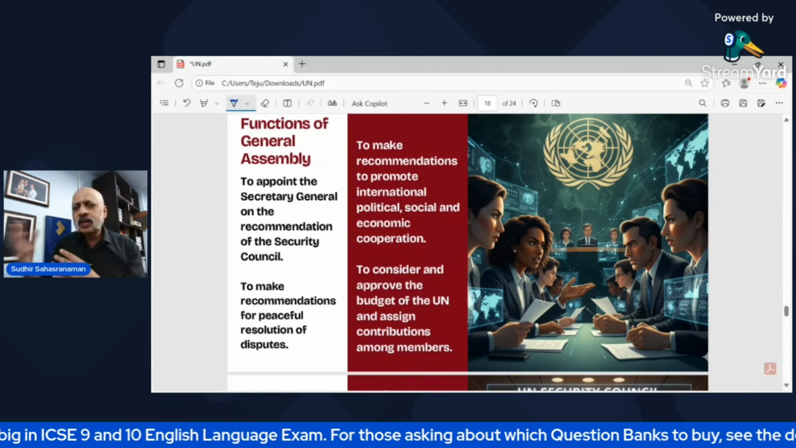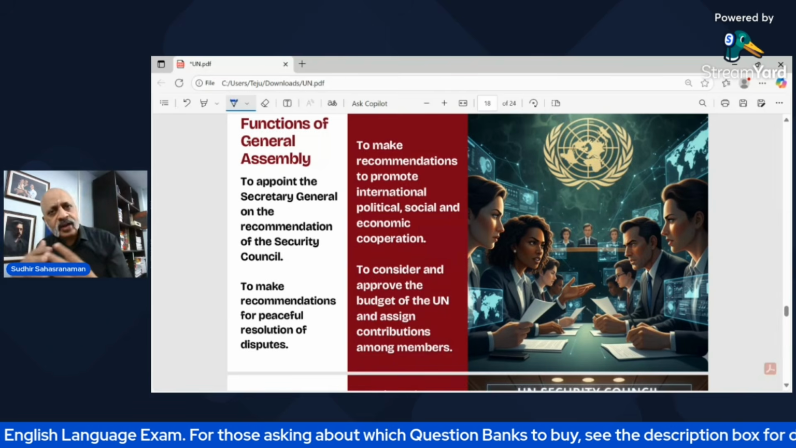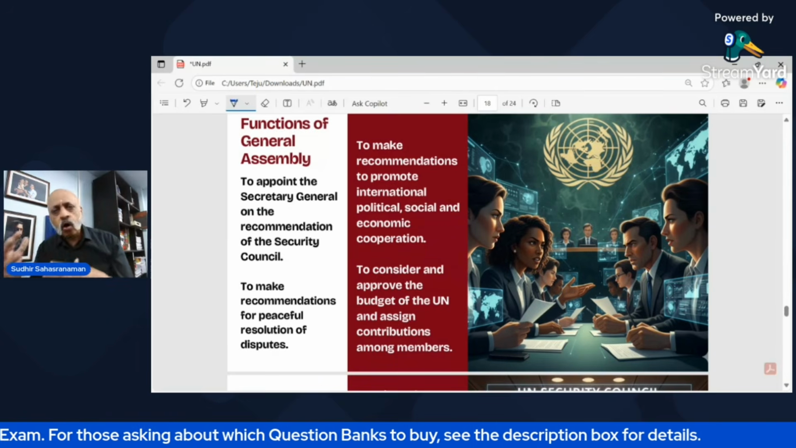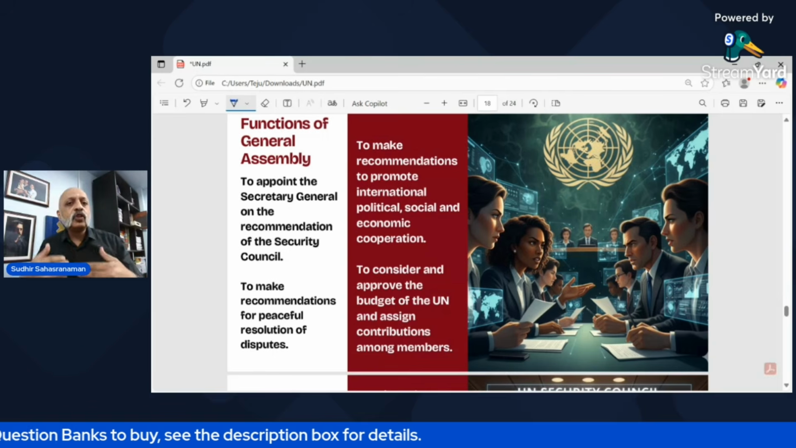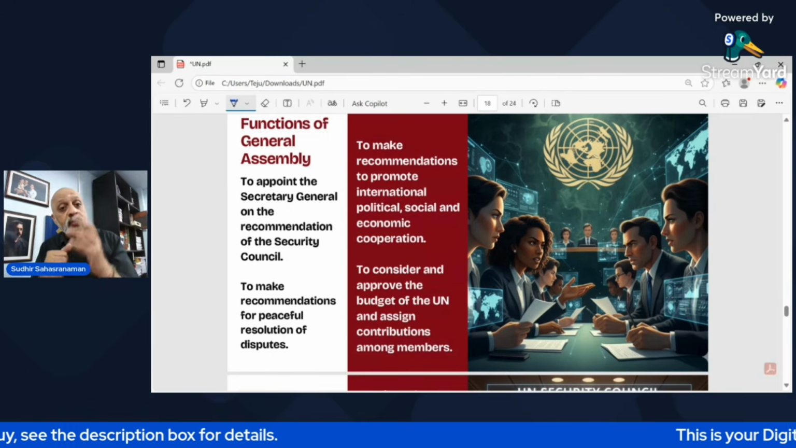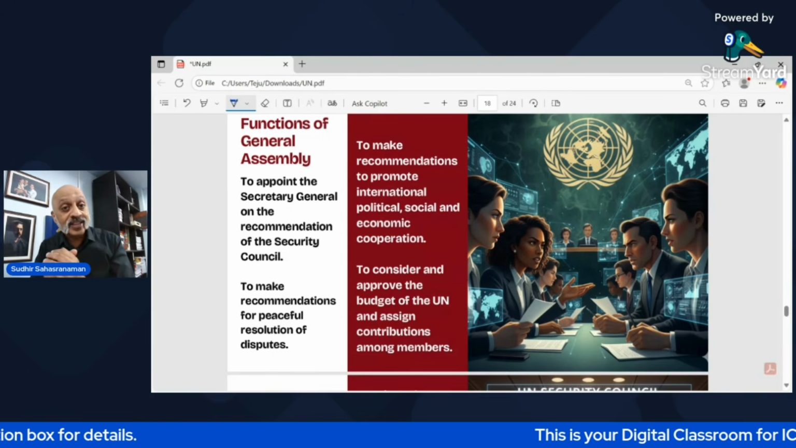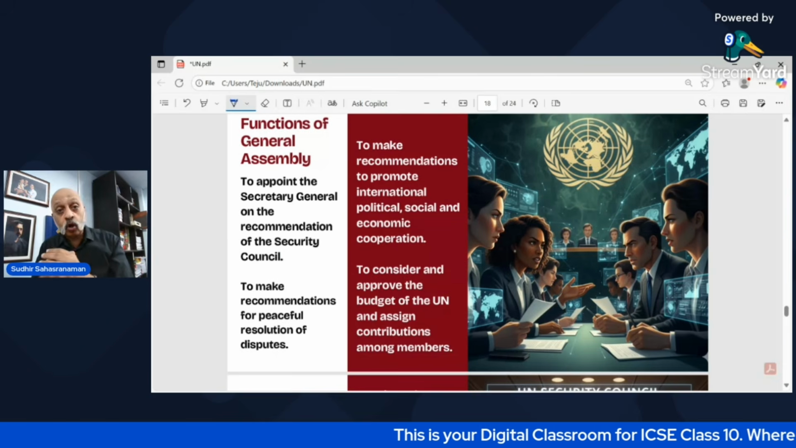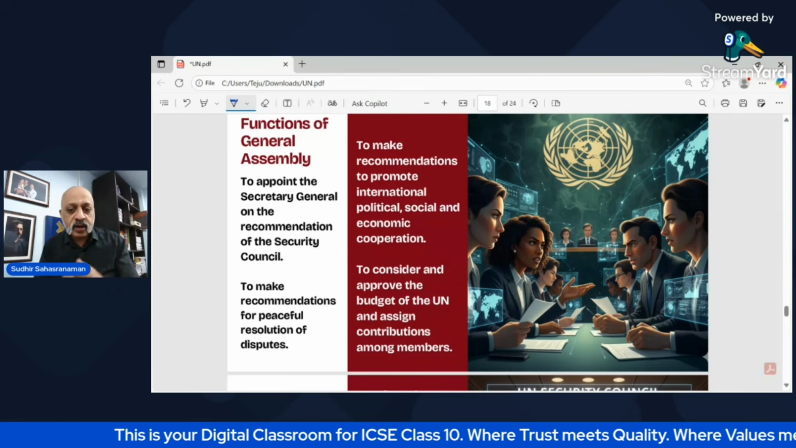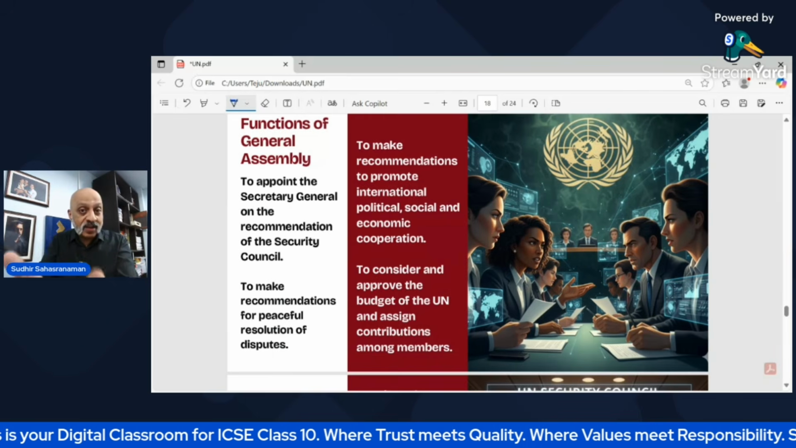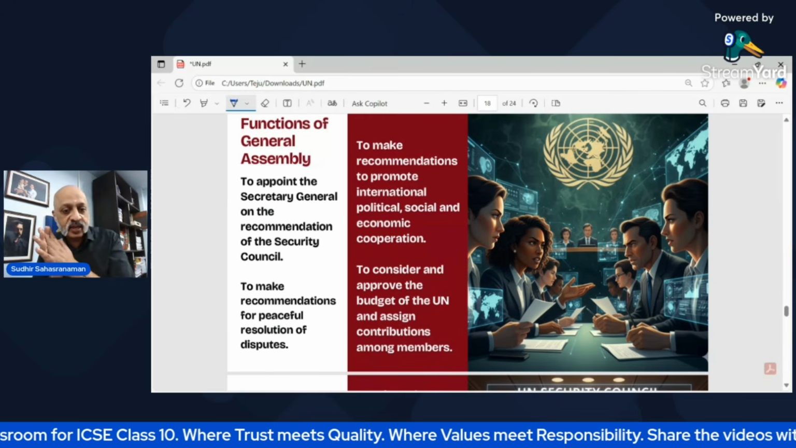For example, in the Ukraine-Russia war, that Russia should desist from attacking Ukraine, or the Israel-Iran conflict. So there should not be any conflict. So it will pass those kind of resolutions. It will also make recommendations to promote international political, social, and economic cooperation between different countries or within a region, right? So you see these kind of deliberations taking place at the UN, as is obvious in this illustration.